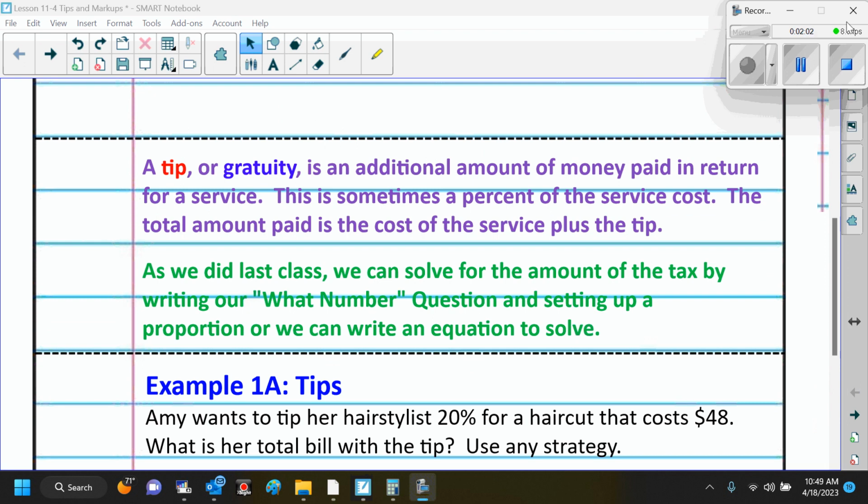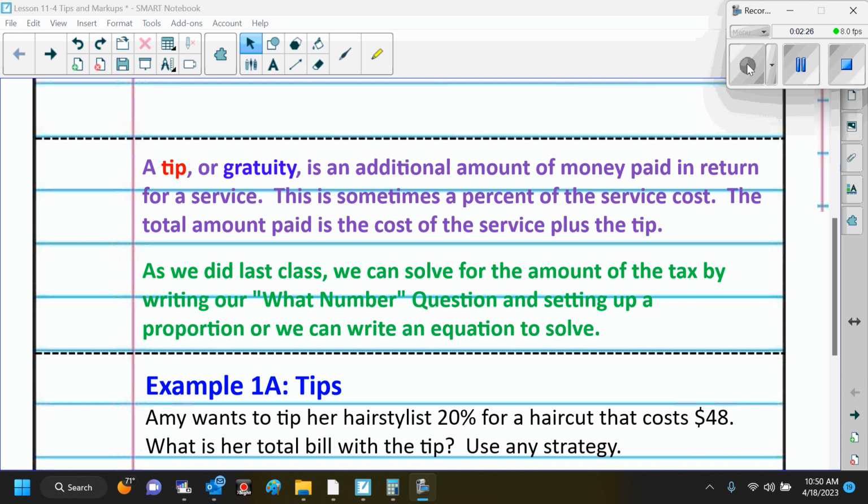So a tip or a gratuity, those are synonyms, that's one word or the other. A tip or a gratuity is an additional amount of money paid in return for a service. Sometimes it is a percent of the service cost. The total amount paid is the cost of the service plus the tip.